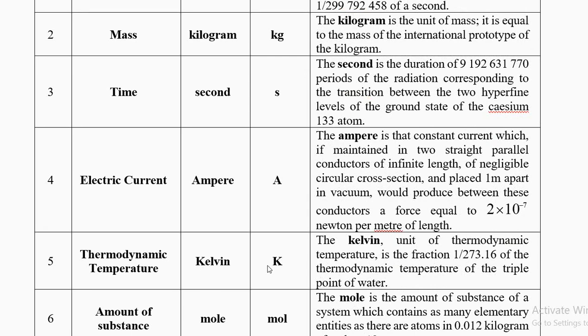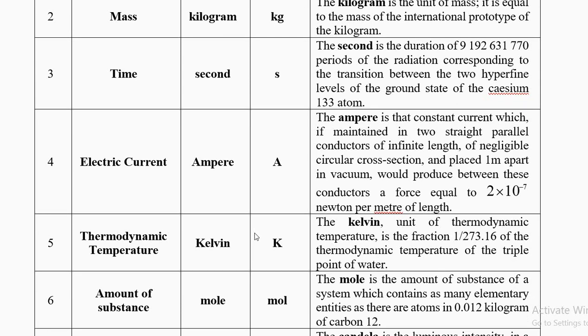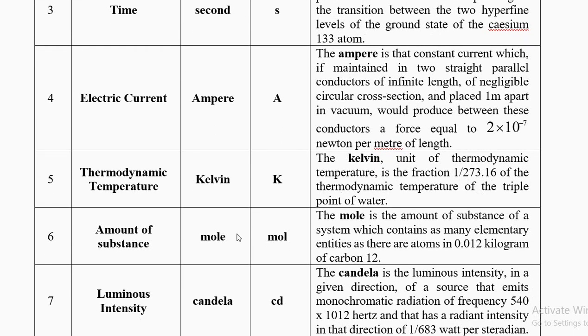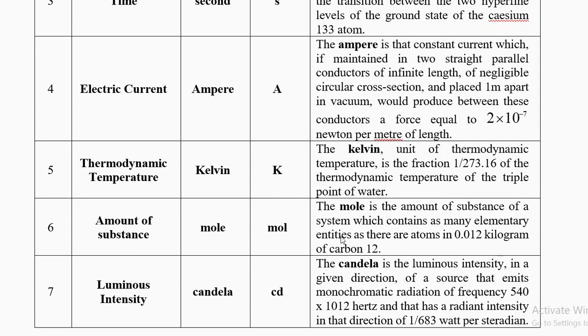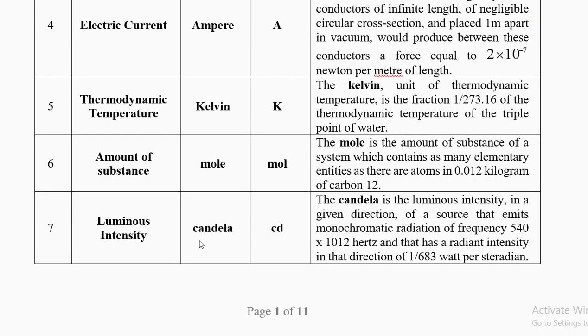Because scientific calculations are carried out in Kelvin and not the other units. For amount of substance, mole is the unit, and we write mol. This you must have seen in your chemistry classes. Luminous intensity has to do with brightness, and the unit is candela. The word candela comes from the word candle, and the symbol is cd.